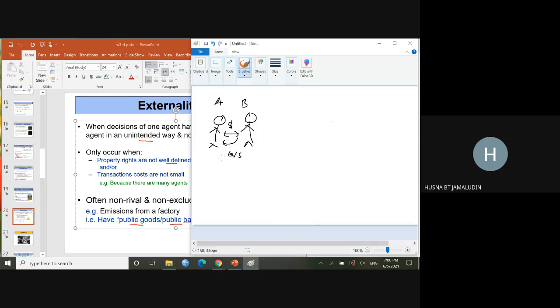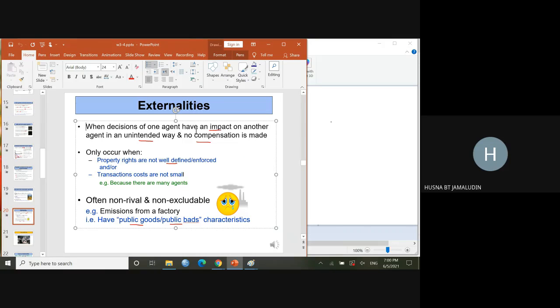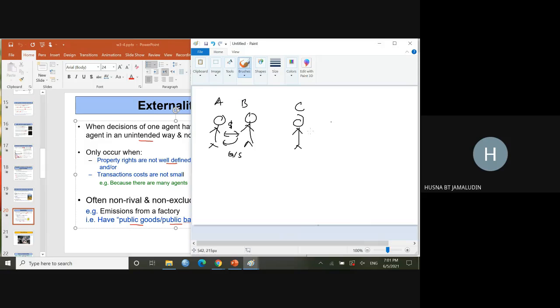Their transaction should not have an impact on this person C. Person C has nothing to do with their transaction, so their transaction should not affect person C. When person C gets the effects of their transaction, person C will get the externality. If you look at the definition, when decisions of one agent have an impact on another agent, person C, in an unintended way, and no compensation is given, we can say person C is suffering from negative externality.